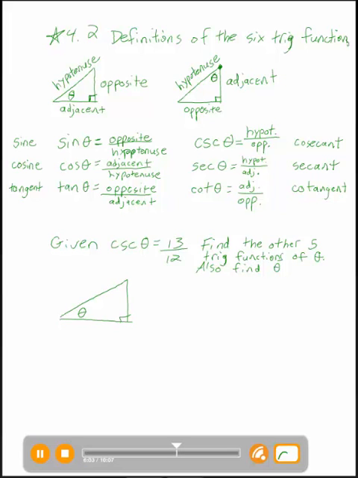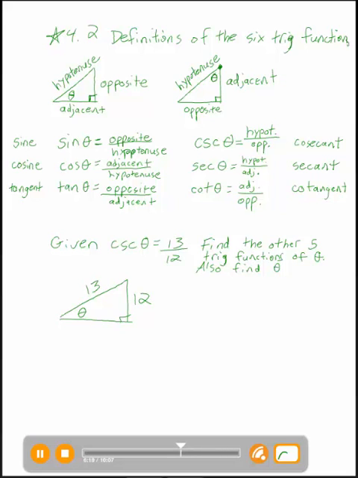Put my theta right there. Now, I'm going to label the sides based on the definition of cosecant of theta. I know that the cosecant of theta is the hypotenuse over the opposite. So that means 13 must be my hypotenuse. 12 must be the length of my opposite side.